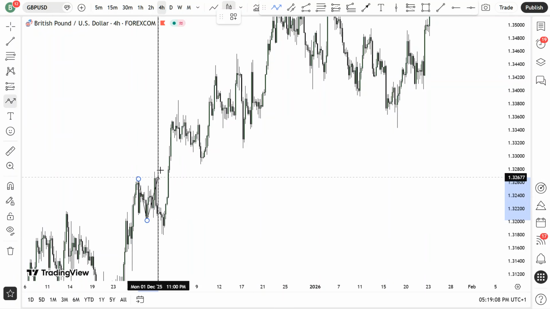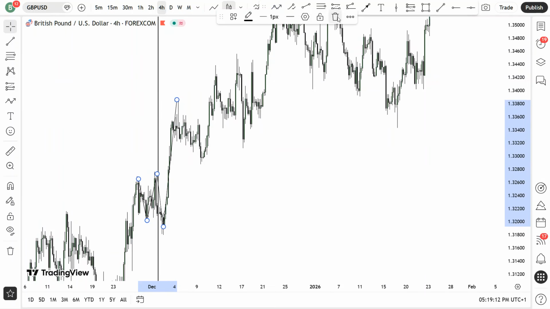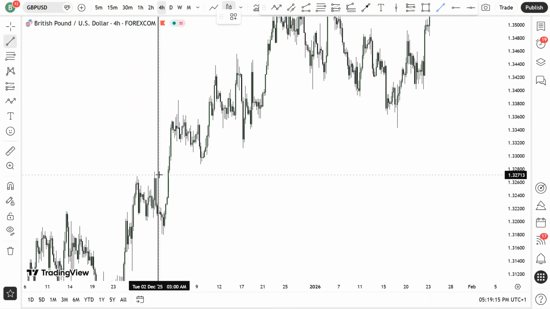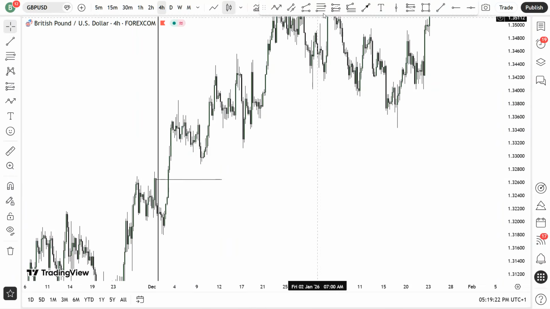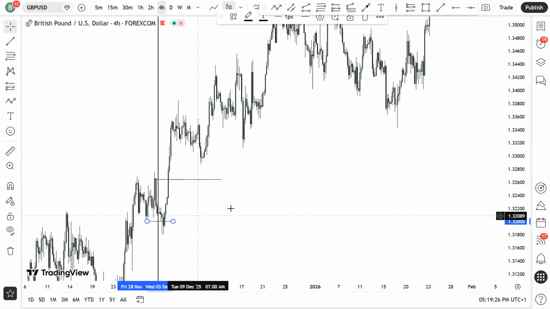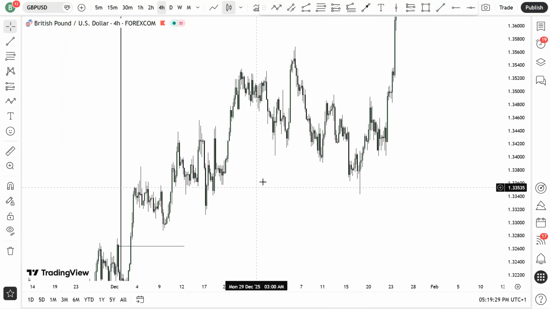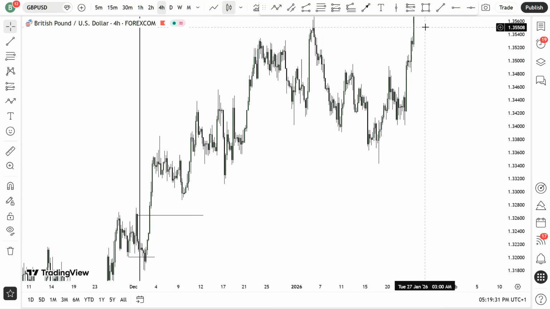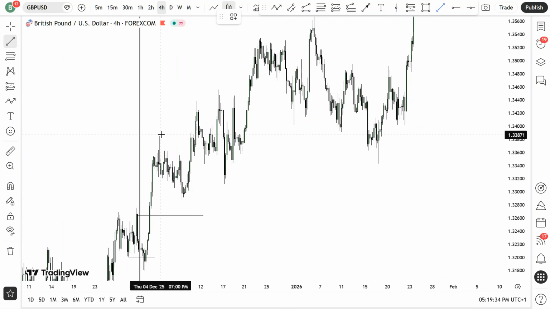Up, up, up. Price takes out this guy. Now this is a break. This is a break here. This is a break here. This is a sweep, right? Now this is an inducement that price already gave, right? Okay, and also remember, this is a break here too.